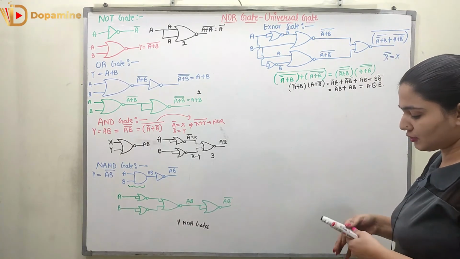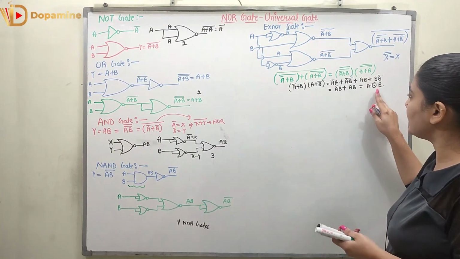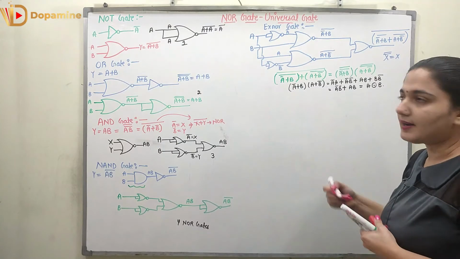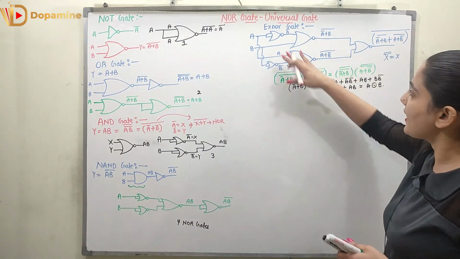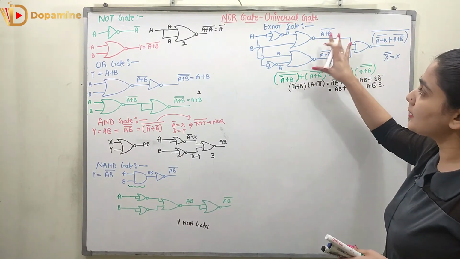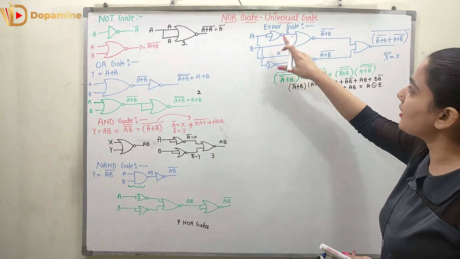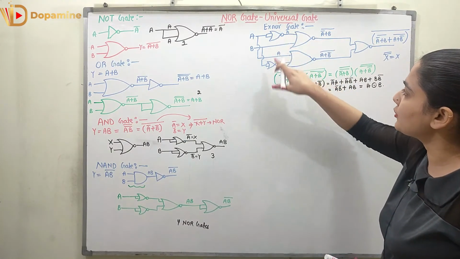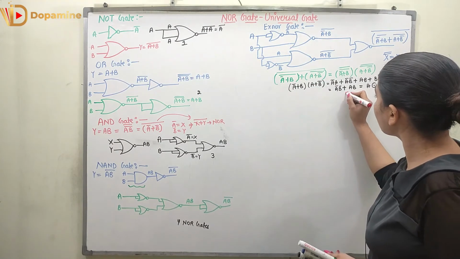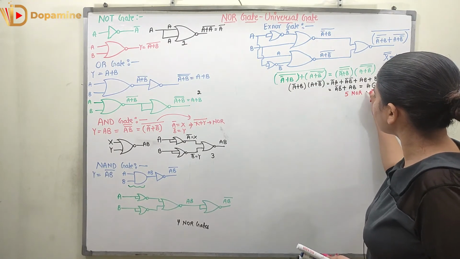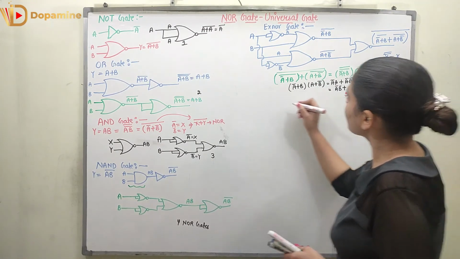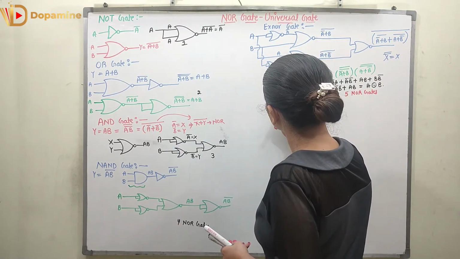Right, so I hope you understood how I have calculated the A XNOR B using these functions. So now I have made the XNOR gate using the NOR gates only. How many NOR gates have I used? You can see 1, 2, 3, 4, 5. So here I have used 5 NOR gates. Right, now coming to the XOR gate.